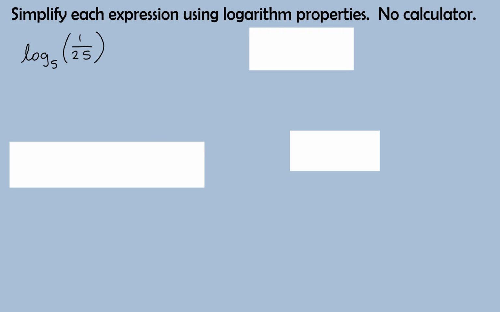Okay, let's simplify a few log expressions using log properties. Again, we can do these without a calculator. Just keep this in mind. 5 to what power would be 1/25? How about 5 to the negative 2nd power is 1/25? Because we know 5 squared is 25, so the reciprocal of that would give us our negative exponent. So this expression is just the same as negative 2.